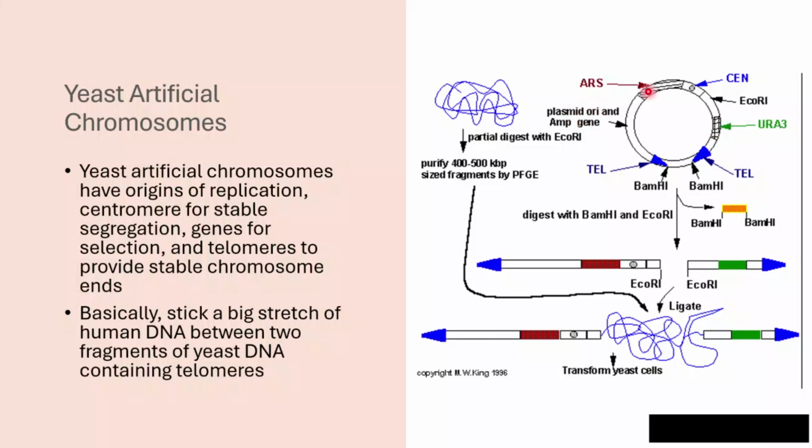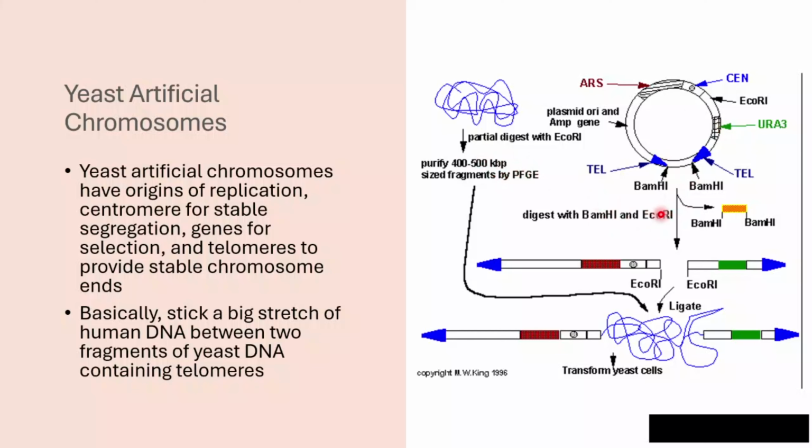What you do is take your genomic DNA and break it into multiple pieces, and you try to purify 400 to 500 kilobases. Now we're getting to the real amounts we're interested in. Then you size-fractionate them using pulsed-field gel electrophoresis. I'll show you what this means in a second. You also digest your artificial chromosome plasmid using different enzymes, for example BamHI and EcoRI.